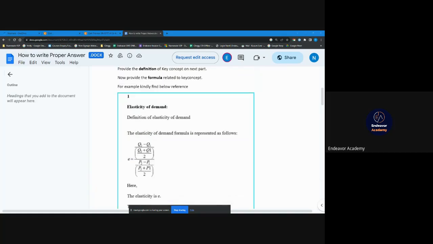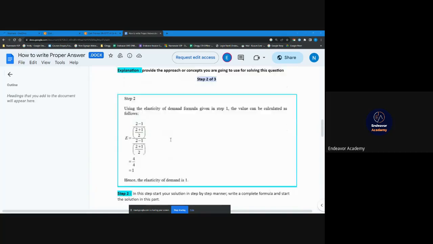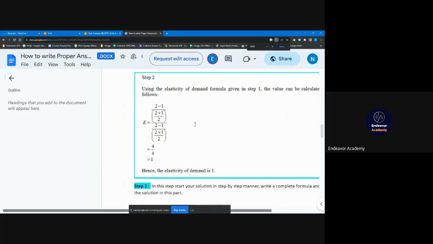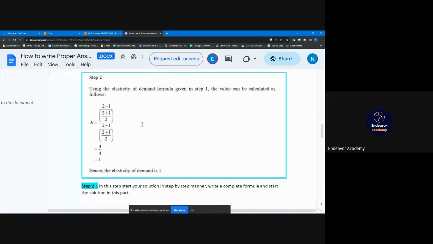So let's say this formula was introduced here. Now, if I want to use this formula in step two, I will not write the formula again and again, because we have already introduced it in step one. I will simply write: using the elasticity of demand formula given in step one, the value can be calculated as. Here we have provided the reference that this formula is already given in step one. So now we calculate the values by directly putting them in this formula, like E equals 2 minus, because the formula was already explained in step one.